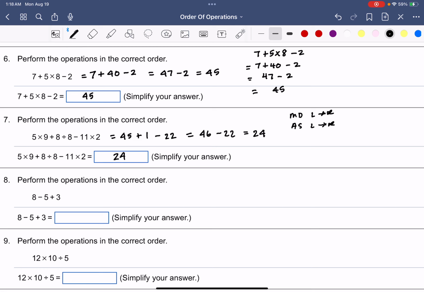So here I have 8 minus 5 plus 3. Now, some people might think that's a 0 because that's 8 minus 8, but it's not. Because you're going to go left to right. 8 minus 5 is 3. 3 plus 3 is 6.